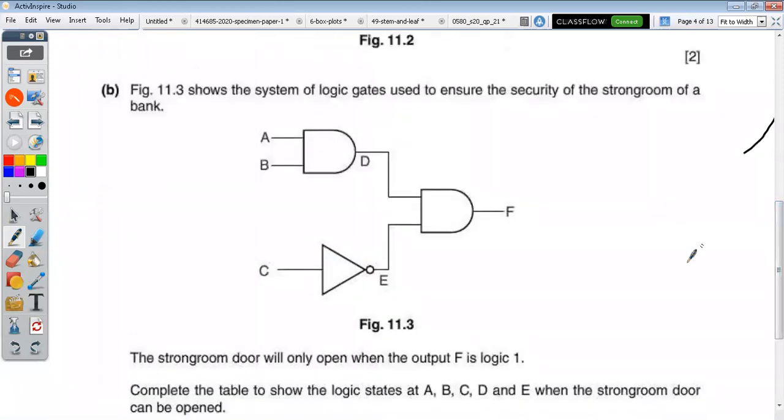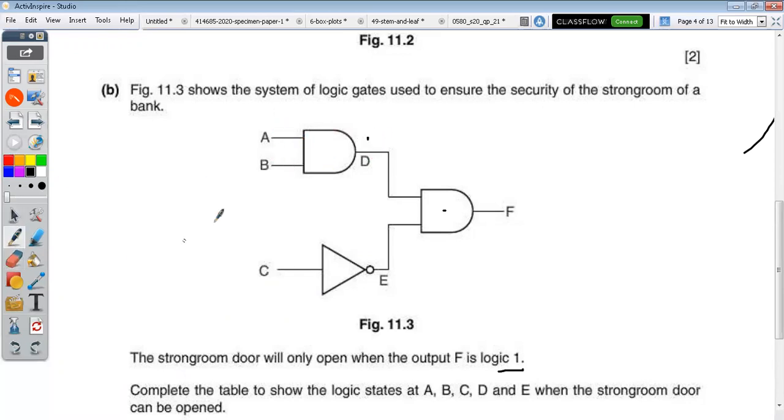We have to try combinations to see what will give us one. Let's say this is zero, zero. I'm just trying a combination that will give us zero, zero here, an AND gate, to give us zero. Now, remember, what do I want? I want the output to be one. So it's not possible, because this is an AND gate and it can only output one when both inputs are one. So this is not possible here.